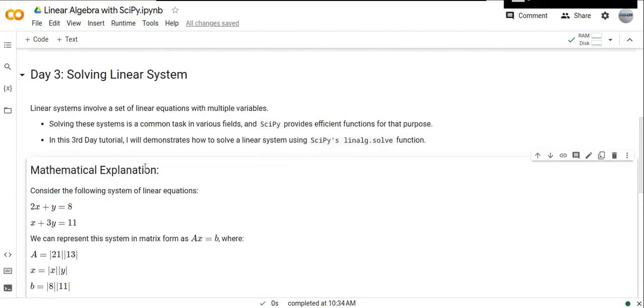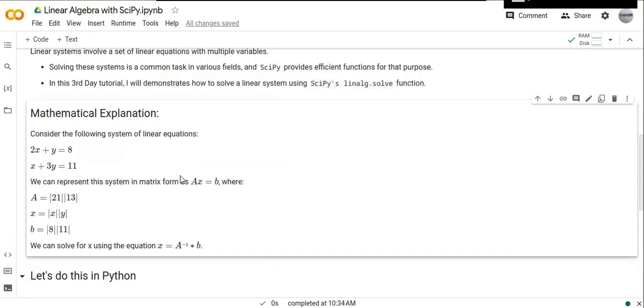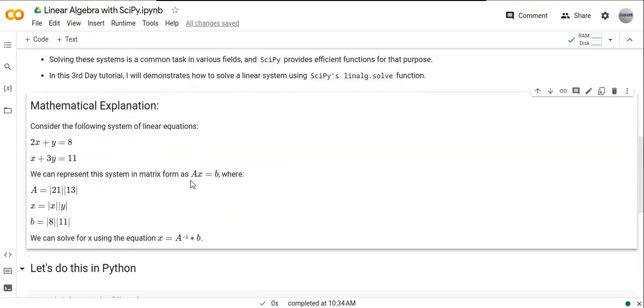A linear system involves a set of linear equations with multiple variables, and how can we solve these linear equations within Python?